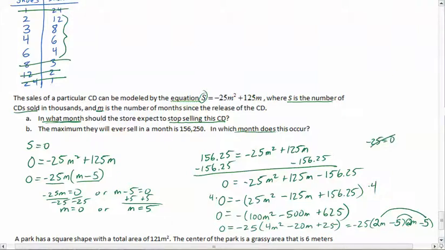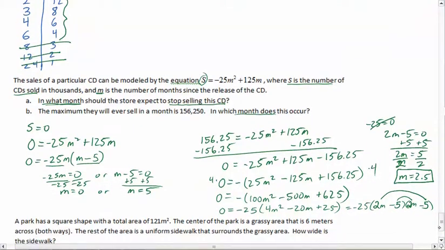Which doesn't make any sense, so we'll get rid of that one, and set 2m minus 5 equal to 0. If I add 5 to both sides, I get 2m equals 5, divide by 2, and m equals 2.5. So in the middle of the 2.5 month, so I guess during month 3, that's when you're going to get the maximum.